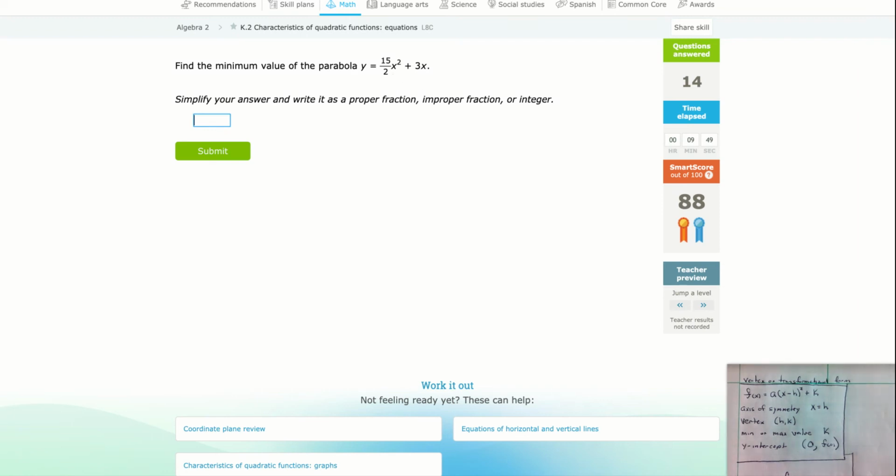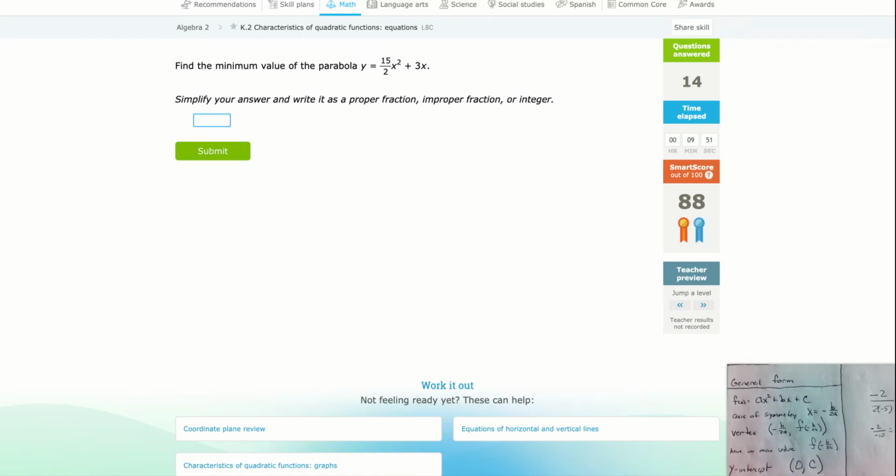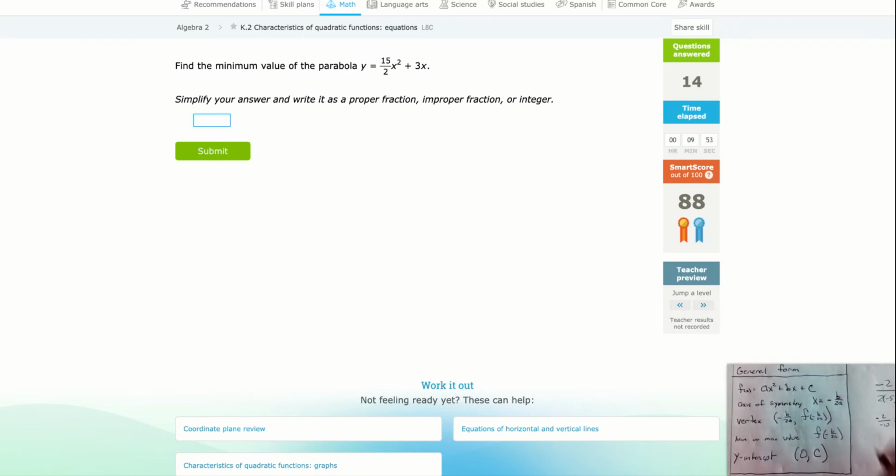First of all, I need to find my line of symmetry, so I can find the x value for my vertex. So I've got to do a negative b, so that's going to be negative 3 over 2 times a. Well, 2 times 15/2 is just 15, so my axis of symmetry is negative 3 over 15. But now for the minimum value, I'm going to plug that back in to the original equation.